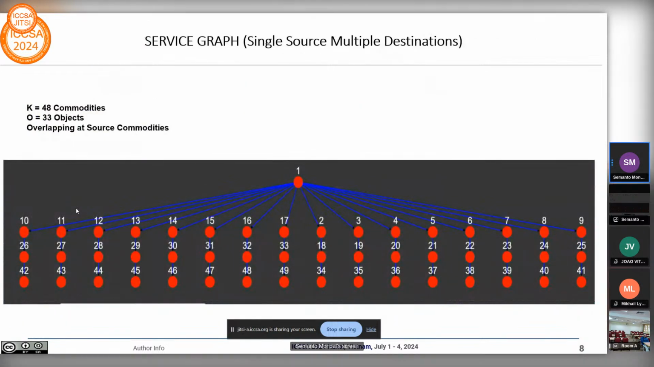Here the service graph is also the same. Here there is a single source and 16 destinations. There are 48 commodities and 33 objects. We have also used overlapping here. Due to the overlapping, as the content is the same from the source, the objects are 33.